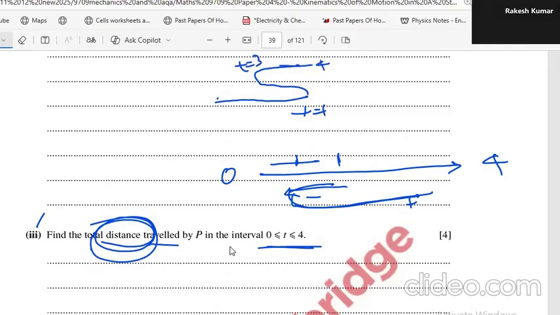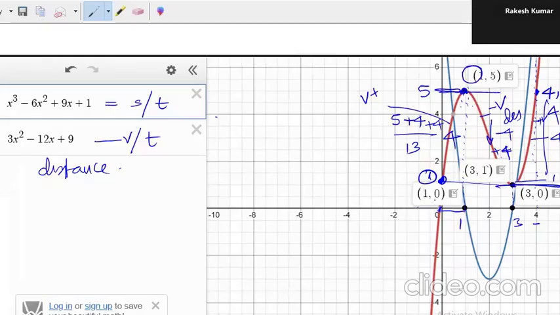But the displacement is the coordinate, but distance you have to add all this. So that's what we have to do. If you notice the graph, if he's asking you distance, from here to here, this point is actually hidden. It is 0, 1. So this is 0, 1. So position 1, then position 5. So a displacement of 4.